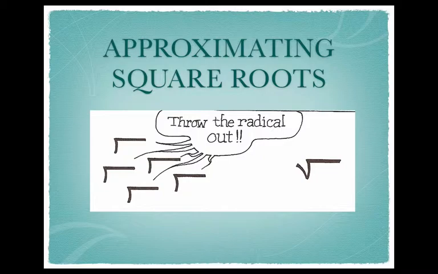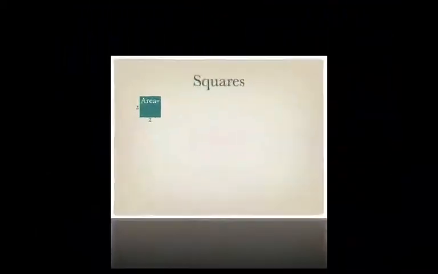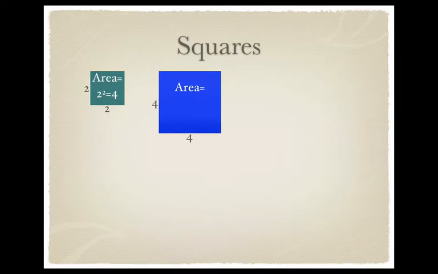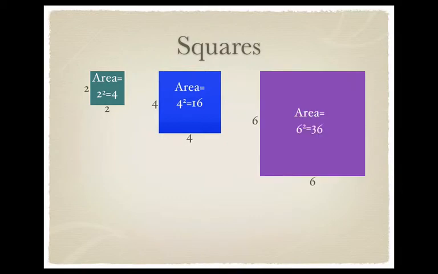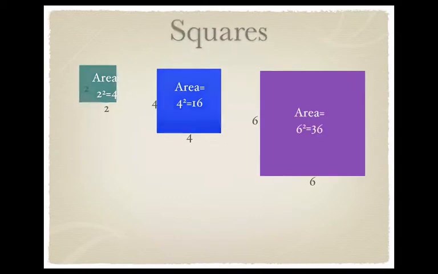This week we're going to look at approximating square roots. Before we do that, let's look at squares a little bit. What's the area of this square? Well, we know that the area of a square is the side times the side, or 2 squared, so that area is 4. This one, the area is 4 times 4, 4 squared equals 16. And this one, the area is 6 squared, or 36.